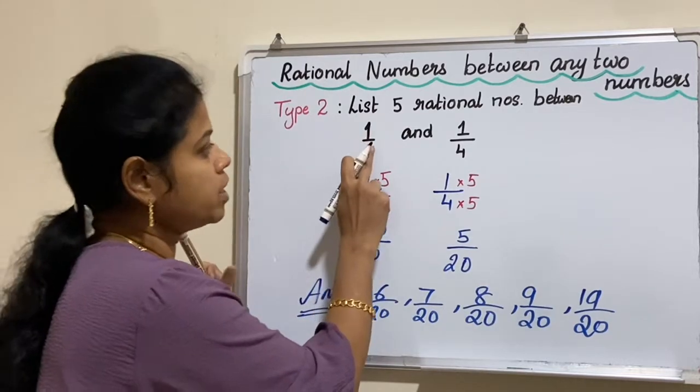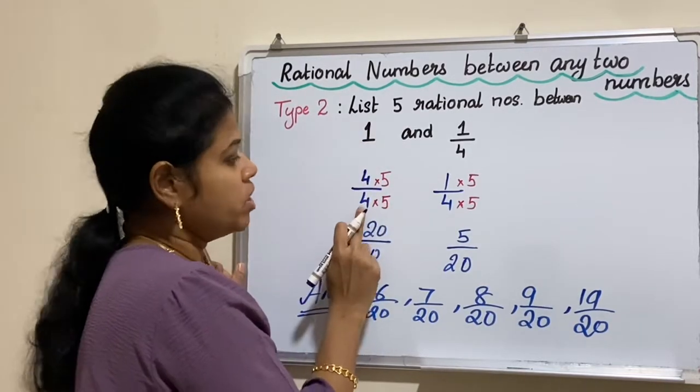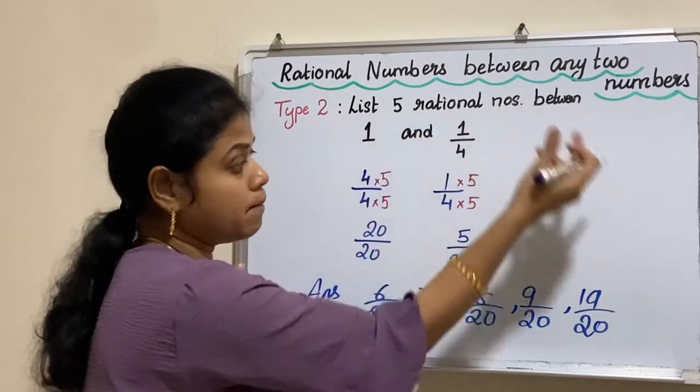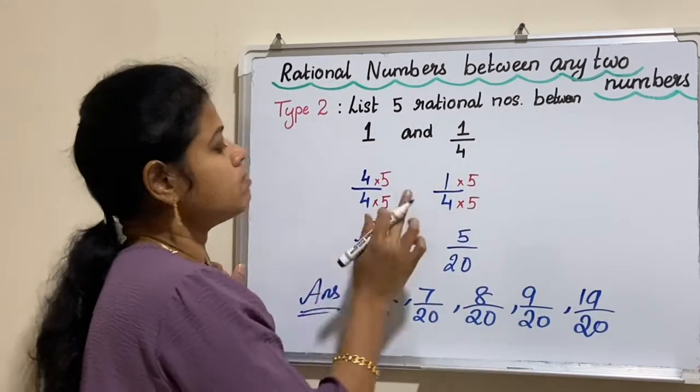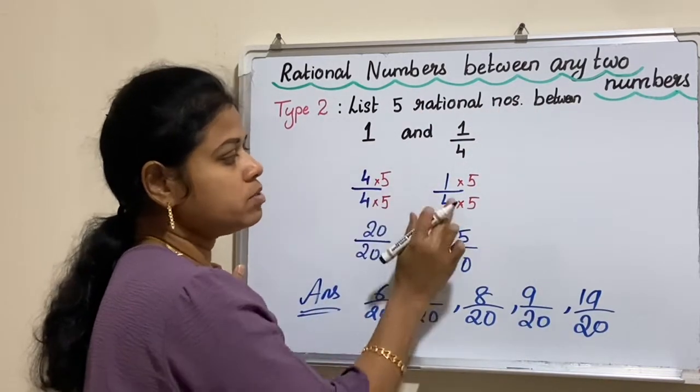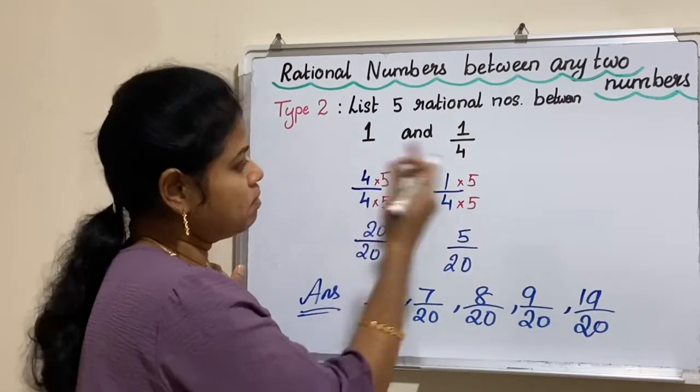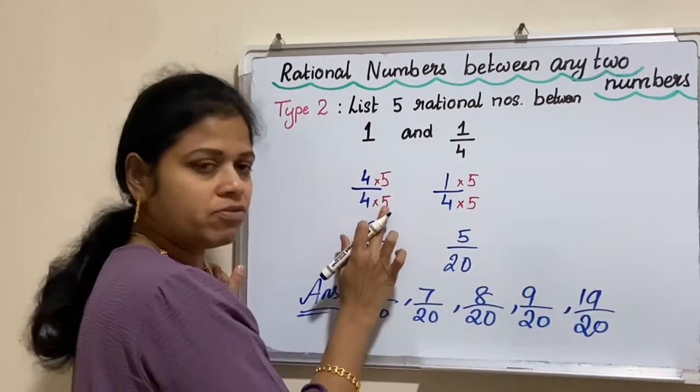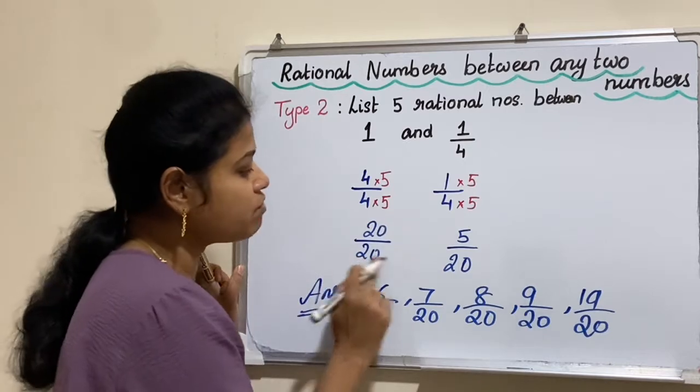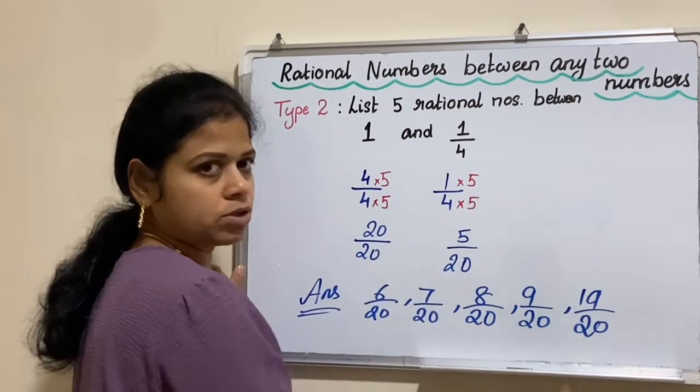So after writing this in the form of p by q, if you can't list out these many numbers in between, then you just multiply these two fractions with any number. You can multiply with 6 or 7. I did by 5. After that, you can list out.